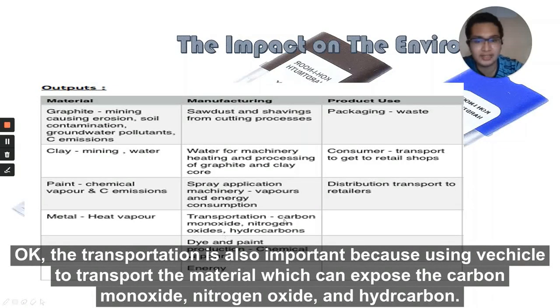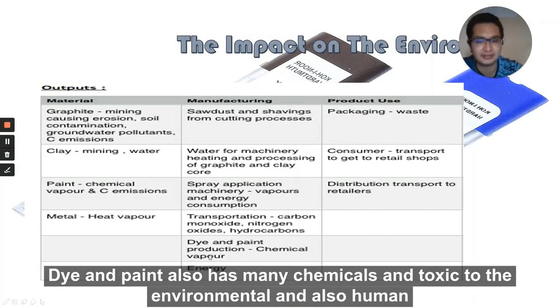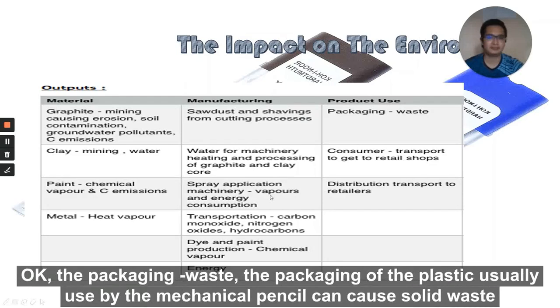Okay, the transportation is also important because we use a vehicle to transport the material, which can expose carbon monoxide, nitrogen oxide, and hydrocarbon. Okay, dye and paint also have many chemicals that are toxic to the environment and also humans. Okay, the packaging waste. The plastic packaging usually used by the mechanical pencil can cause solid waste.